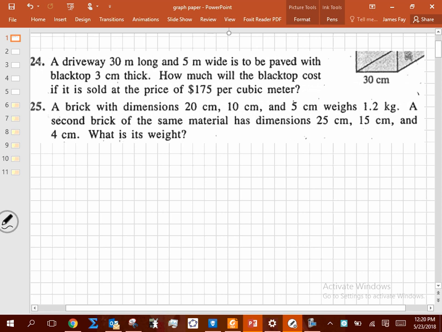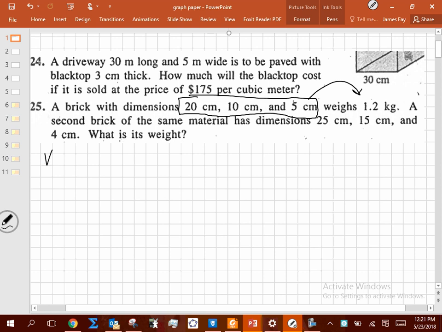Number 25 says a brick with dimensions 20 centimeters, 10 centimeters, 5 centimeters weighs 1.2 kilograms. Okay, so right here is a volume, right? Okay. We should be able to find it's a brick, so probably a rectangular prism is our argument here. But it weighs 1.2 kilograms. Right there is a conversion rate for us. Okay. It's a volume per some weight. Does that make sense? Okay. Or some weight per a volume. However you want to write it.